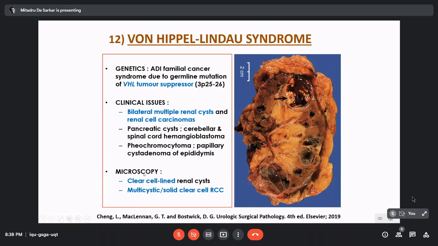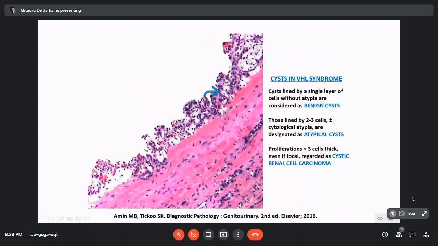How do the cysts look? These cysts are lined by very clear cells. However, depending on the number of cells lining the cyst, you can typify it. You have benign cysts where the lining is only one layer of single clear cells. Those lined by 2 to 3 cells are designated as atypical cysts. As you see in this picture, the number of clear cells lining this cyst has increased. So that is suspicious. And if you have proliferations more than 3 cells thick, you are dealing with a cystic renal cell carcinoma, which is pretty common in this group of patients.